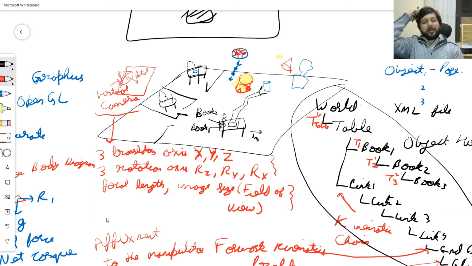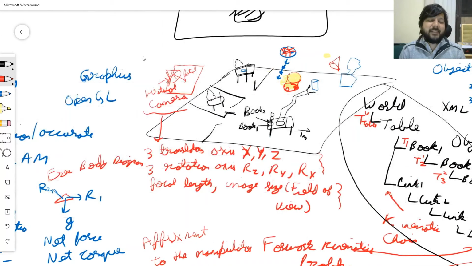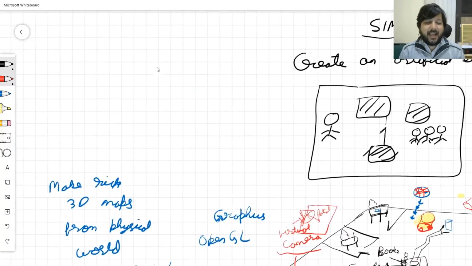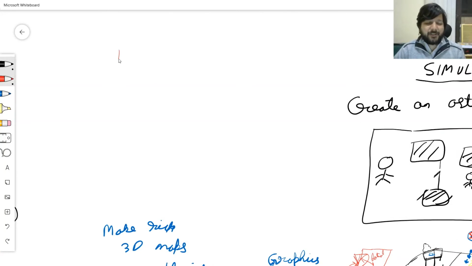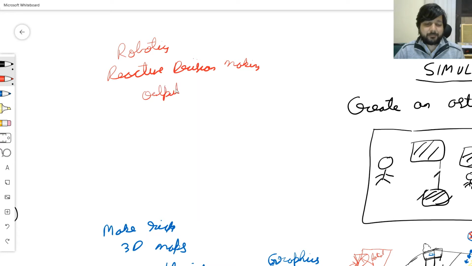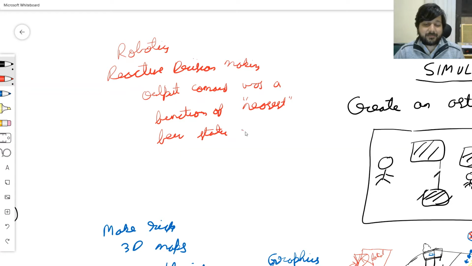So now let me talk more about robotics. Whenever I'm talking about robotics, I will need certain libraries, and we started robotics by reactive decision making, where my output command was a function of the nearest few static and dynamic obstacles.